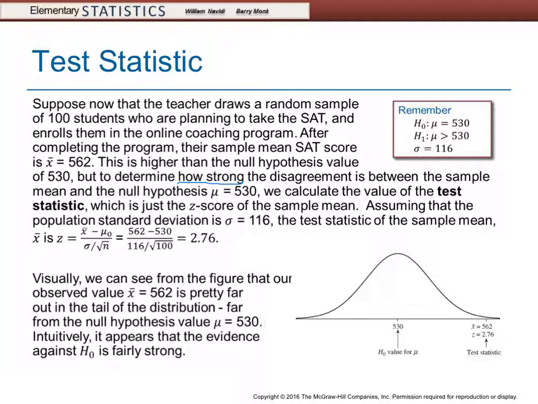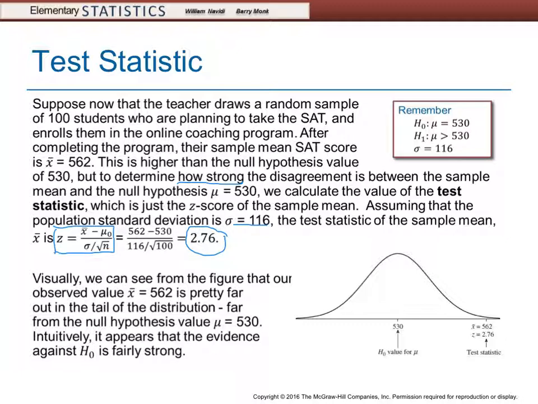We calculate a value of the test statistic, which is just the z-score of the sample mean. Assume that the population standard deviation is 116. The test statistic is the sample mean, x bar. So we use the z-score, here it is, x bar minus mu naught divided by the standard error, 116 divided by the square root of 100. We get the final result of 2.76.